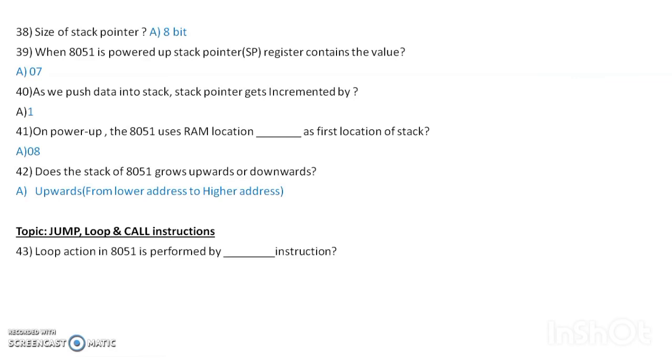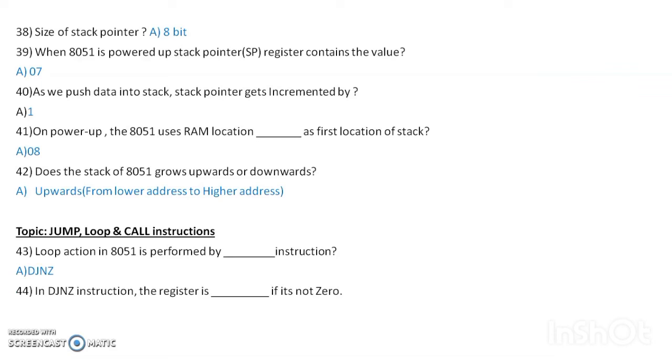Bit number 43. Loop action in 8051 is performed by dash instruction. The answer will be the DJNZ instruction. DJNZ stands for decrement register and jump if not 0. What this instruction does is, if you want to jump to any other location, it will first decrement the register and it will jump only if it is not 0.